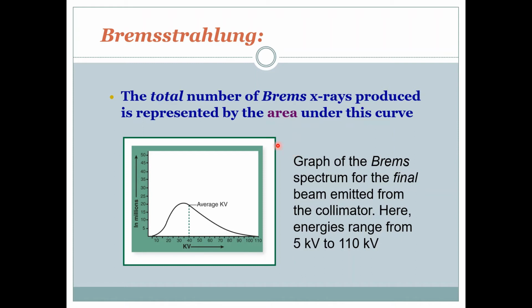This is the graph of the Brem spectrum for the final beam emitted from the collimator. Here, energies range from as low as 5 kV to as high as 110 kV. Notice the production of X-rays is low on the low kV end because of filtration. The production of X-rays is low on the high kV end because fewer Brems are produced at high kVs.